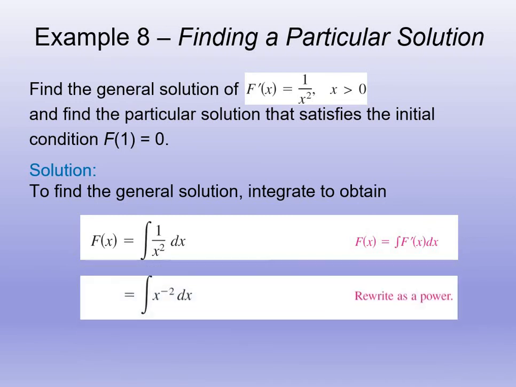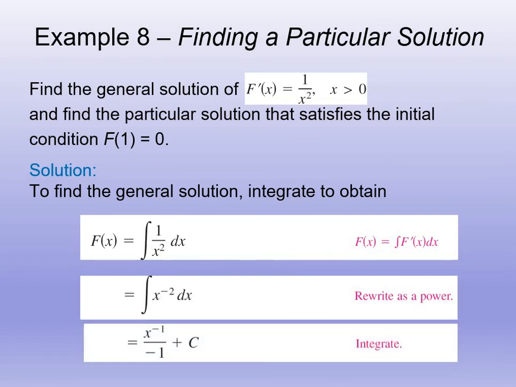So we set this up: the integral of 1 over x squared dx, and we rewrite that as the integral of x to the minus 2 dx so that we can use the power rule for integration to undo that. x to the n plus 1 over n plus 1. n in this case is negative 2, so we have x to the negative 2 plus 1 over negative 2 plus 1. So we get x to the negative 1 over negative 1 plus our constant of integration.